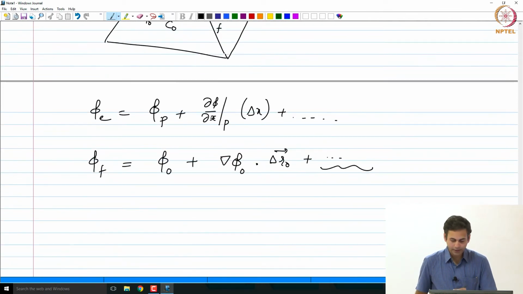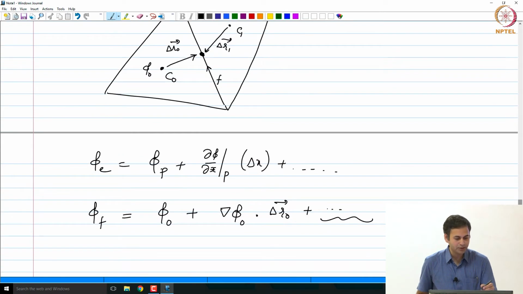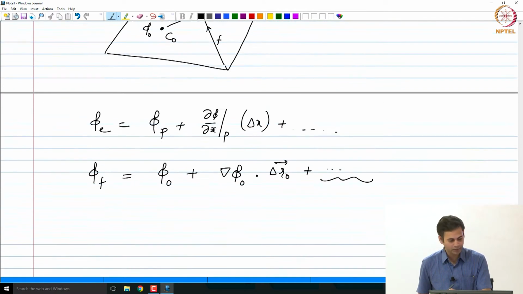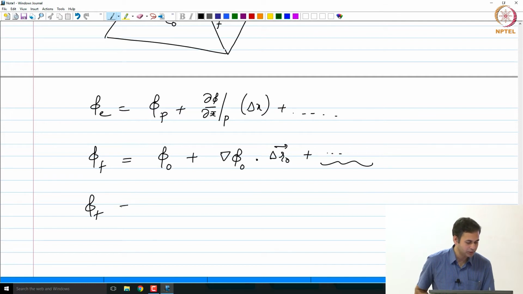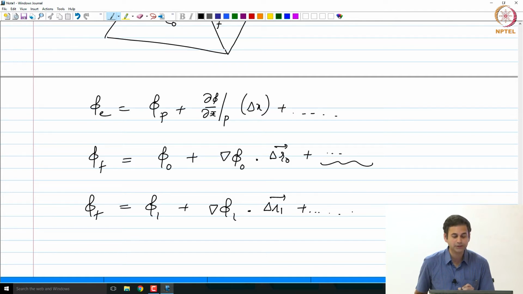Fine. Okay, then can we do the same thing? Can we reconstruct the phi f from phi 1? Yes, we can do that. Okay, so what will that be? That would be phi f equals phi 1 plus grad phi 1 dotted with delta r1 bar plus higher order terms.